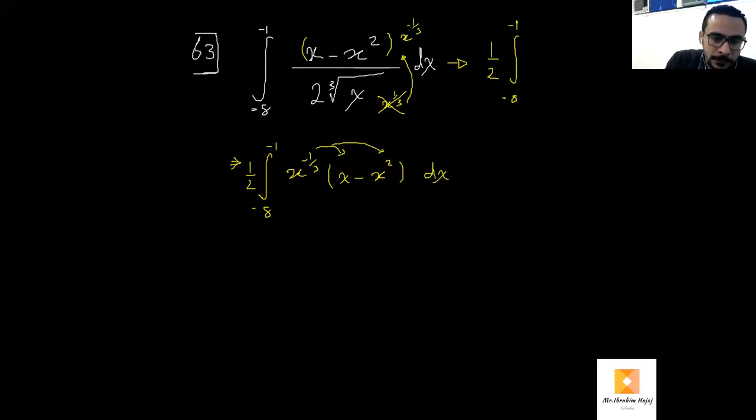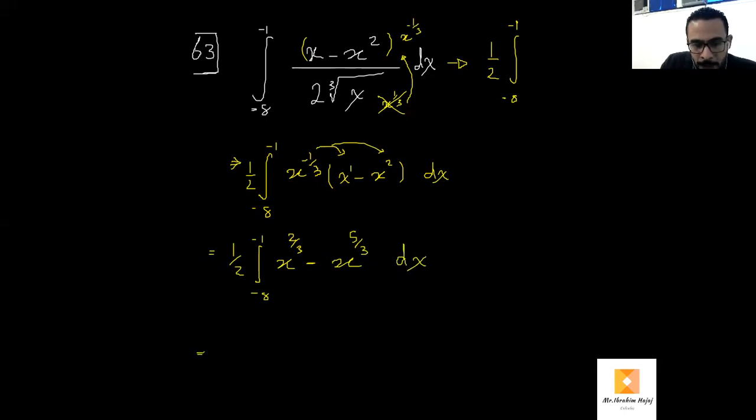x times x to the power of -1/3 is x to the power of 2 over 3, since 1 plus -1/3 gives 2 over 3. And then minus x to the power of 5 over 3. Some people think that they are done and make a mistake. No, you still have to integrate, right? Not substitute yet. Okay, we'll integrate now.